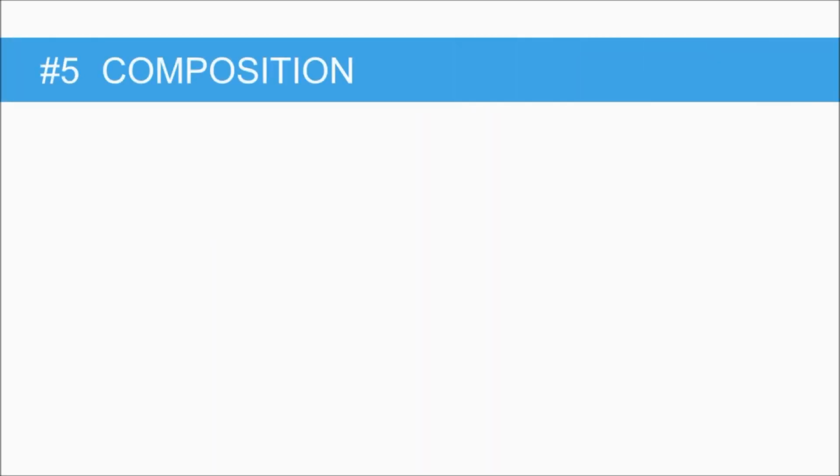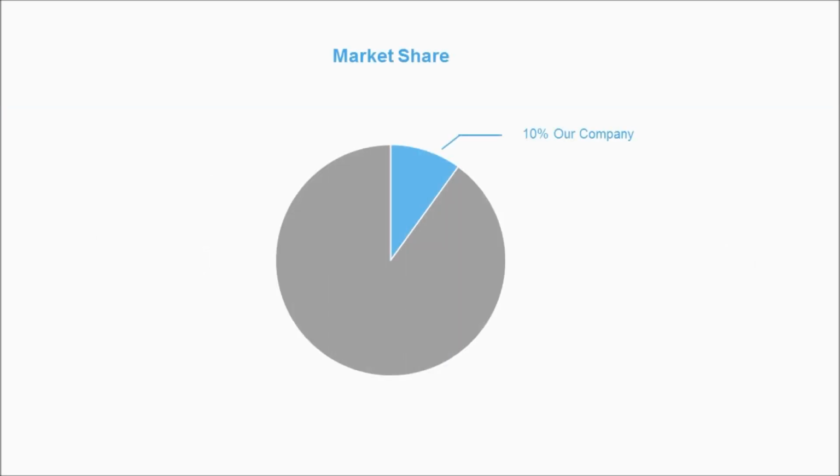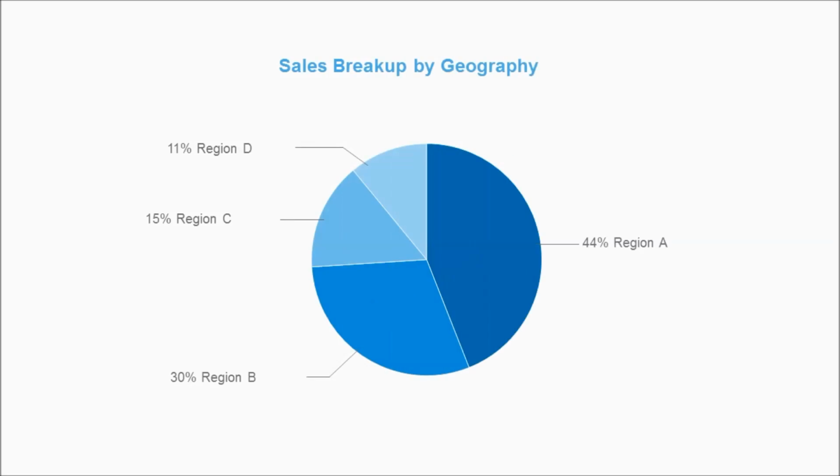Fifth one is composition. It shows how something is divided into parts, generally expressed as percentage. For example, how a market is divided up between competitors or how sales are divided between regions.